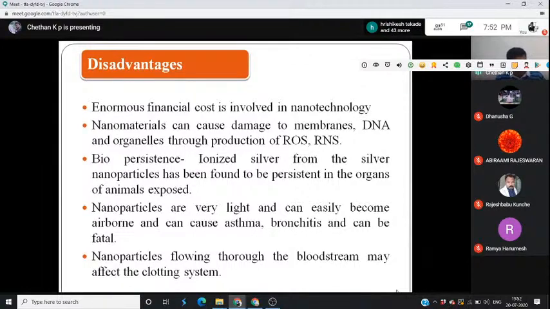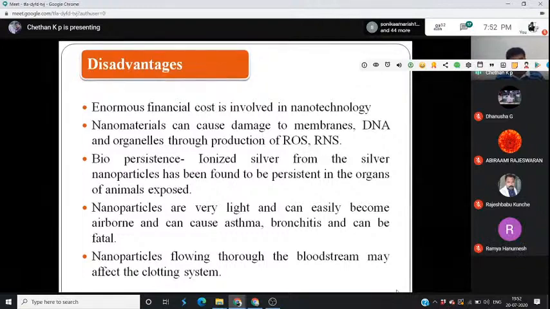So what is the withdrawal period? We don't know. Nanoparticles are very light and can easily become airborne and can cause asthma, bronchitis, and can be fatal. Especially people who are working in an industry where they are synthesizing the nanoparticles. It can become an occupational hazard that needs to be taken care of.